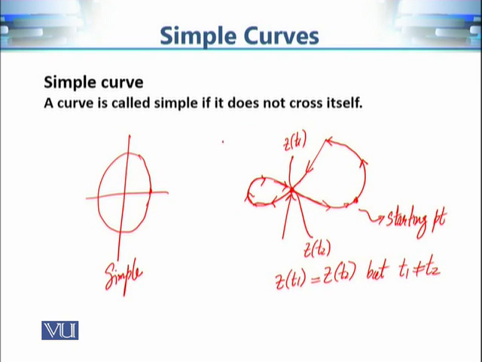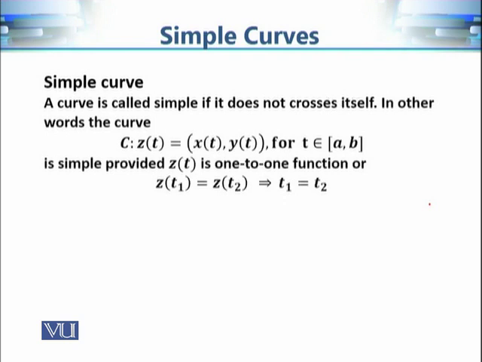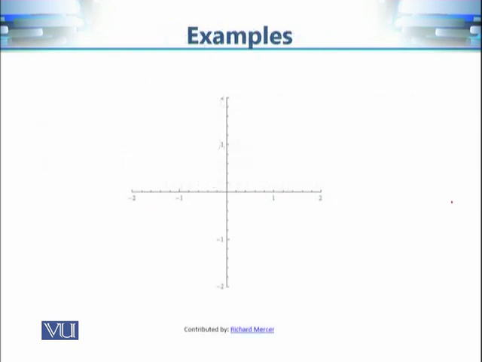So we can say that a curve is simple if the function defining that curve, which is z of t, the parameterization of the curve, is one-to-one. Okay, so in other words, z of t1 is equal to z of t2 implies t1 is equal to t2. If this condition holds, then we say that the curve is simple. Now let's consider some examples.